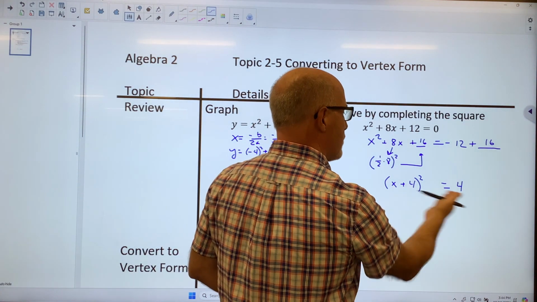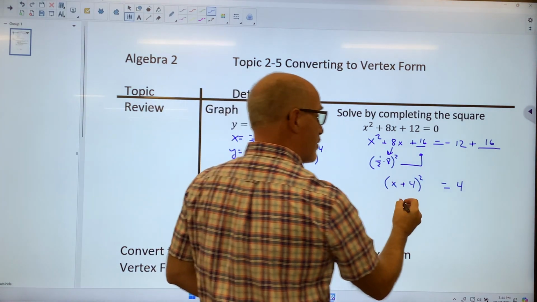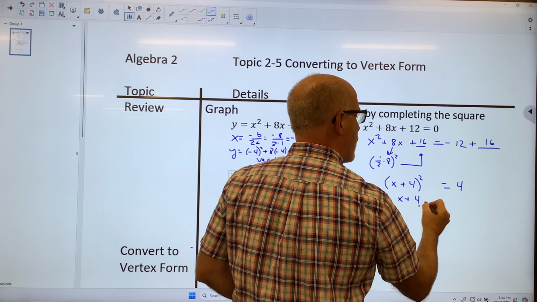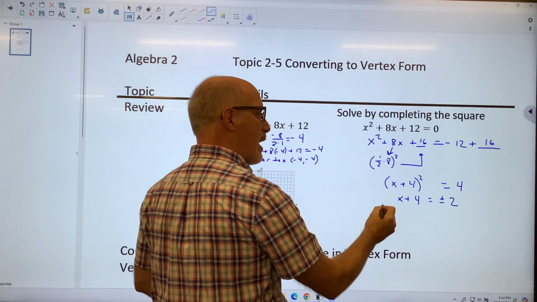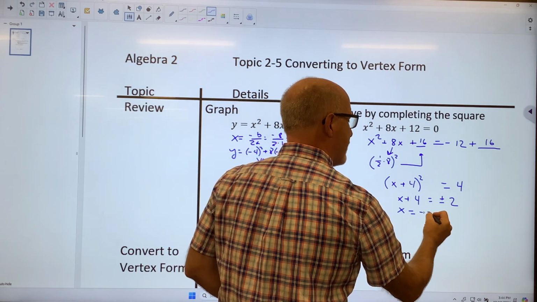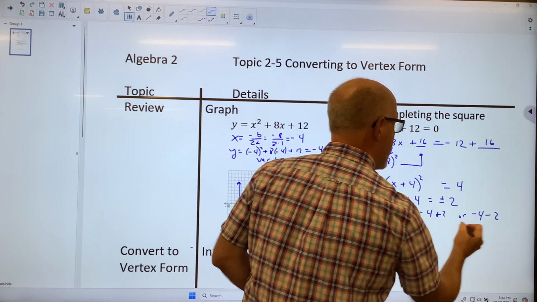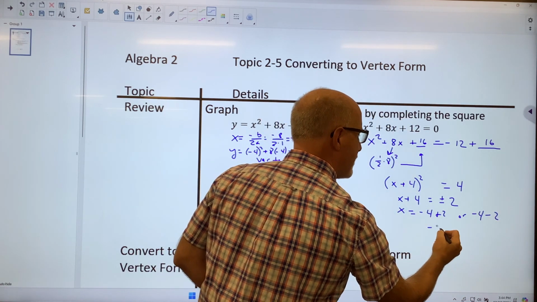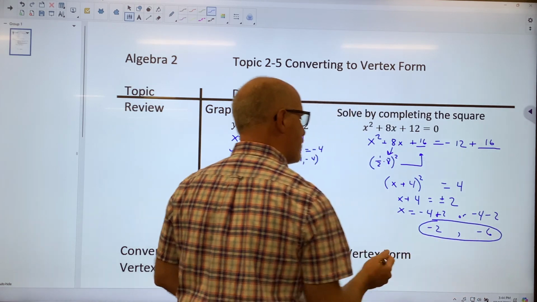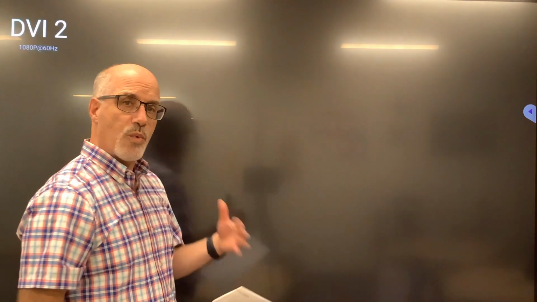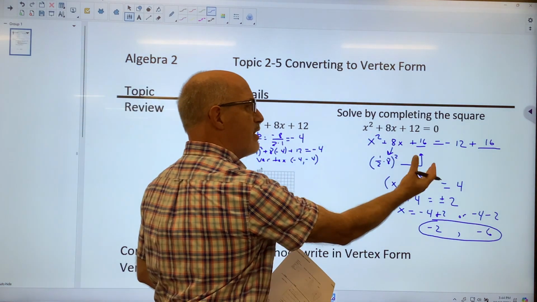Now to solve this, once we get it into this perfect square form, we can solve by perfect squares by taking the square root of both sides. So x plus 4 is going to equal plus or minus the square root of 4, which is 2. And then we subtract 4 from both sides. So x equals negative 4 plus 2 or negative 4 minus 2. So negative 4 plus 2 would give me negative 2. Negative 4 minus 2 would be negative 6. So those two answers would be, again, these two values where the graph actually crosses the x-axis. All right, so that's reviewing completing the square to solve.